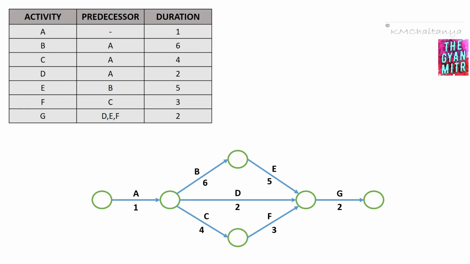Once it is drawn, next we are going to number the events. The first event will be numbered 1, next we have 2. Activity B and activity C are both concurrent, so we can number them 3 and 4, or you can interchange the event numbers here since they are concurrent in nature. Next we'll have event number 5, and at last it will be event number 6.